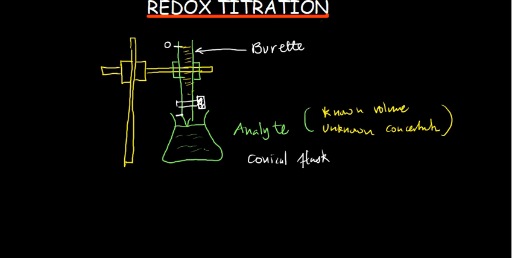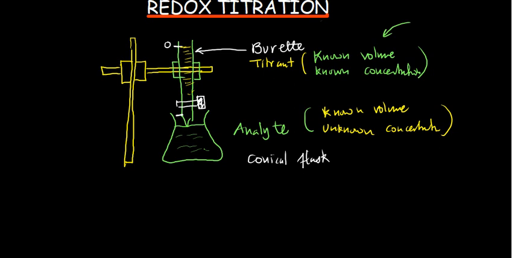But in the burette, the substance that you're going to put is known as a titer or titrant. The titrant, you know its volume and its concentration, so it is known volume and known concentration. That's a difference. A substance whose volume and concentration are known is called a standard solution. So in this one you are going to add a standard solution, a substance of known volume and known concentration.